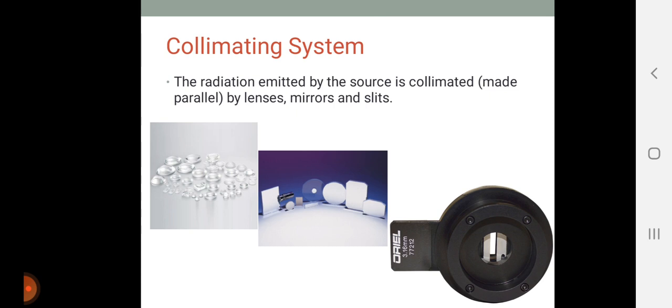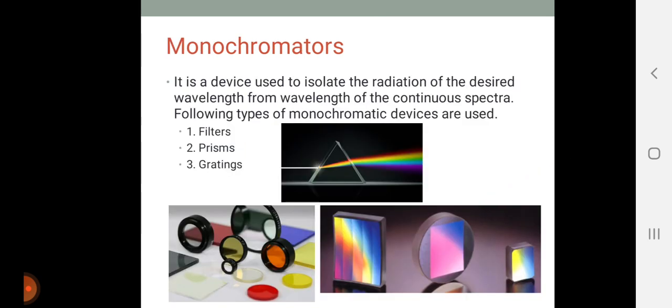Collimating system. The radiation emitted by the source is collimated, made parallel, by lenses, mirrors, and slits. Monochromators. A monochromator is a device used to isolate radiation of the desired wavelength from the wavelengths of the continuous spectrum. The following types of monochromatic devices are used: filters, prisms, and the third one is gratings.